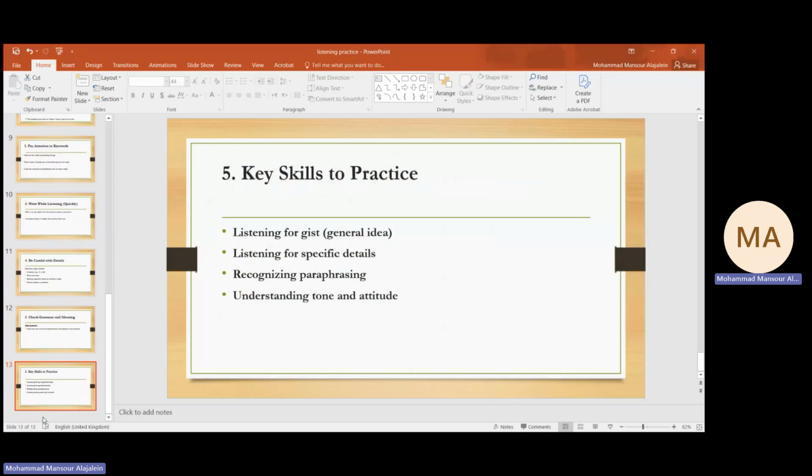And as we said before, listening for specific details, which are names of people, dates, numbers, times, etc. Recognizing and paraphrasing: how I can train myself on how words are paraphrased, how sentences are paraphrased. Also understanding tone and attitude. Tone and attitude can change the meaning or guide you to the whole idea of the listening.